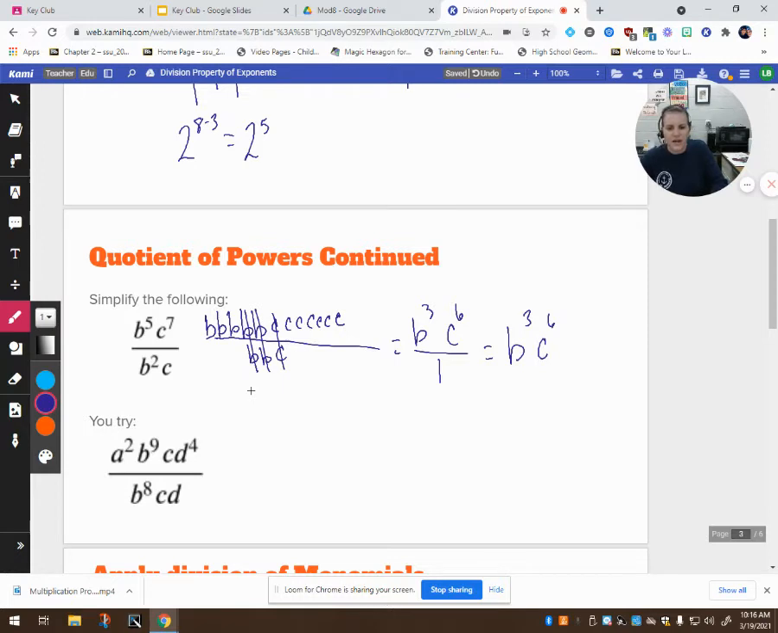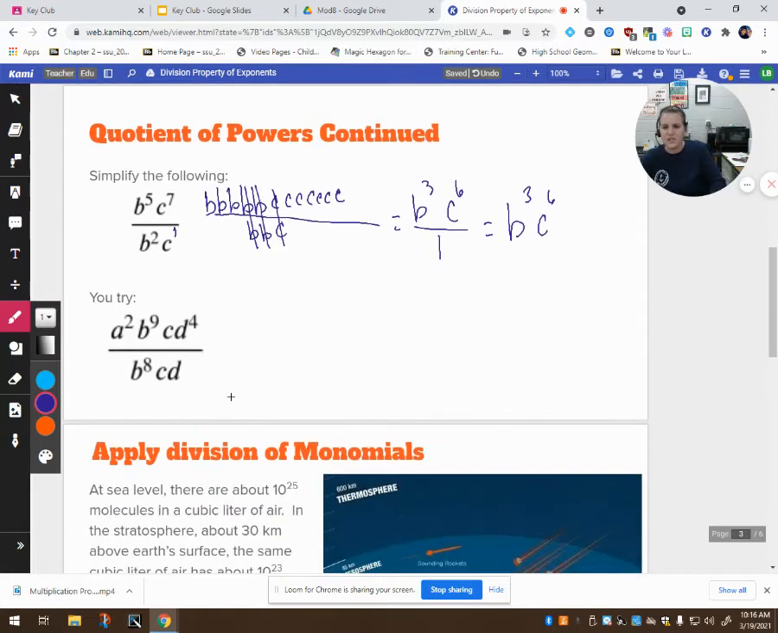Again, rather than writing all this out, just do what it tells me. 5 take away 2 is 3. 7 take away this understood 1 here is 6. And boom, there we go. So you try this one. Take a minute, give this one a try.